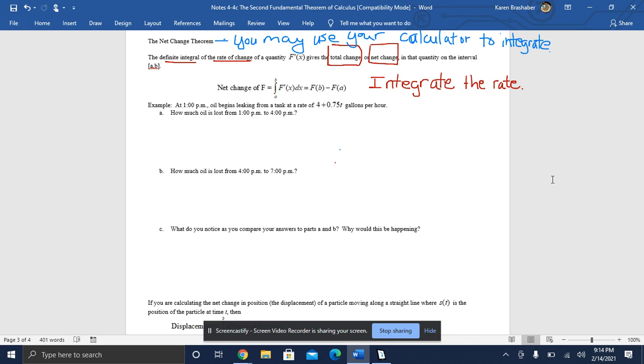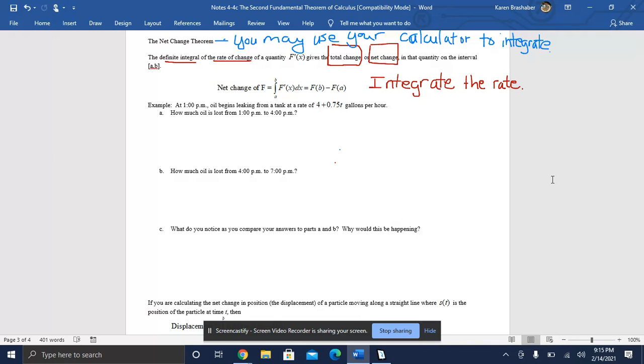All right, so we'll continue on with the back of your notes, and we're taking a look at the net change theorem. And this really is nothing more than the fundamental theorem of calculus, but it's for an application, and I think you'll start to see a lot of uses for the second fundamental theorem and eventually for the first.